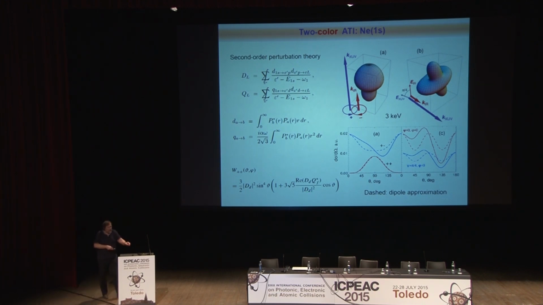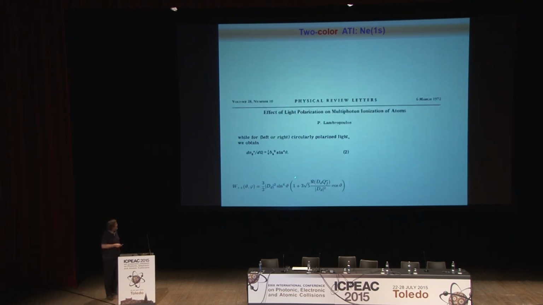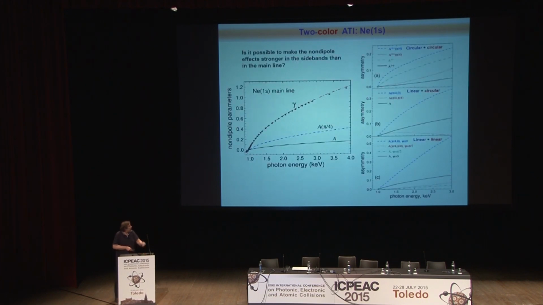And again, if we compare with what was known before, there was a paper by Peter Lambropoulos where he, for the first time, I think, suggested this sine to the fourth power formula. Now we have some additional term due to non-dipole corrections, which again breaks the forward-backward asymmetry. Now experimentalists have something to fit to.